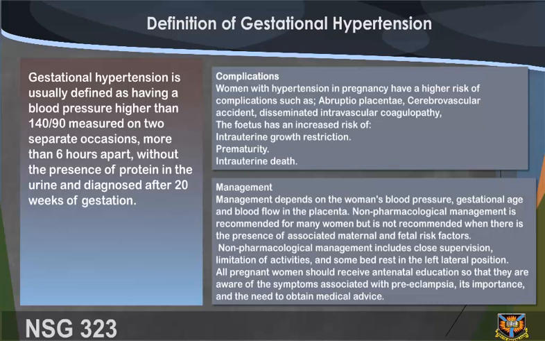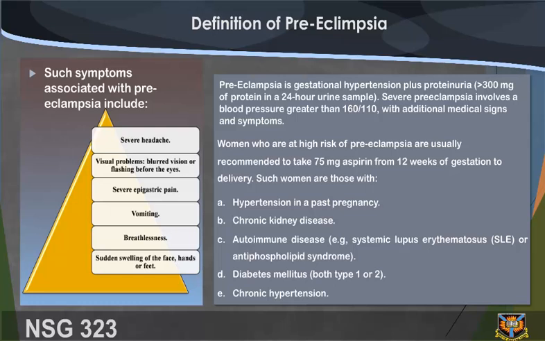All pregnant women should receive antenatal education so that they are aware of the symptoms associated with preeclampsia, its importance, and the need to obtain medical advice. Such symptoms associated with preeclampsia include: preeclampsia is gestational hypertension plus proteinuria greater than 300 mg of protein in a 24-hour urine sample. Severe preeclampsia involves a blood pressure greater than 160/110 with additional medical signs and symptoms.